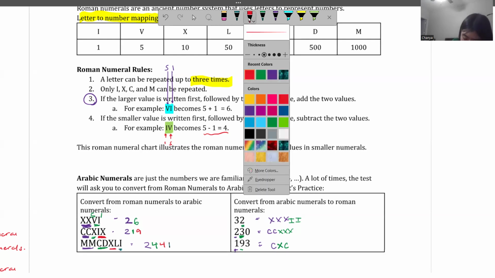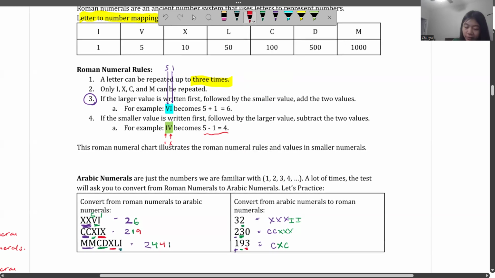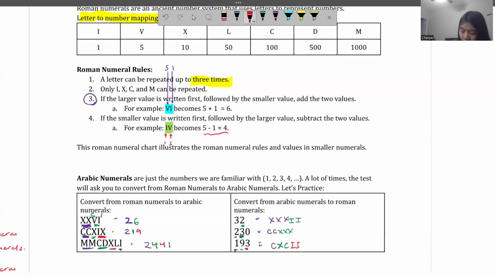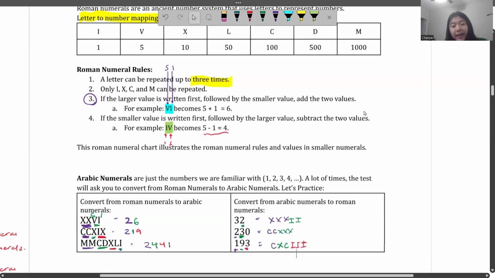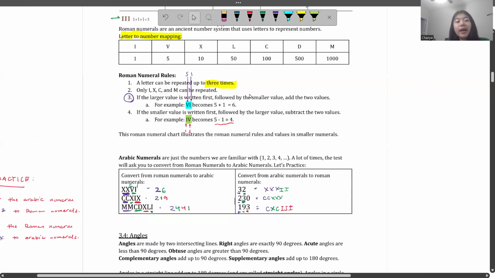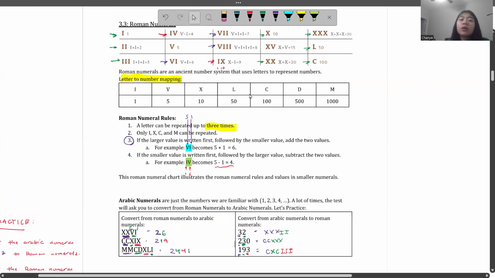And lastly, you take care of this 3 here. What is 3? 3 is just 3 ones, so it would be represented by III. So these would be your final answers. Let me just finish up a little bit of color coding here. And this should be basically it for our lesson on Roman numerals.